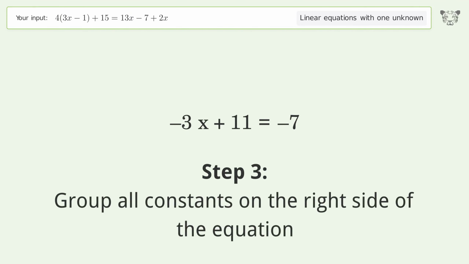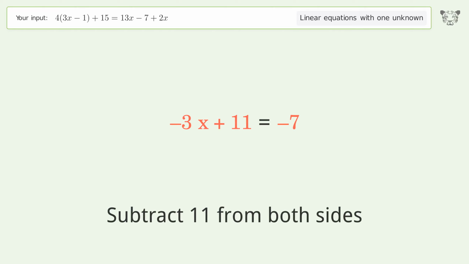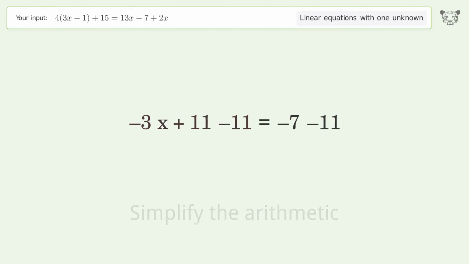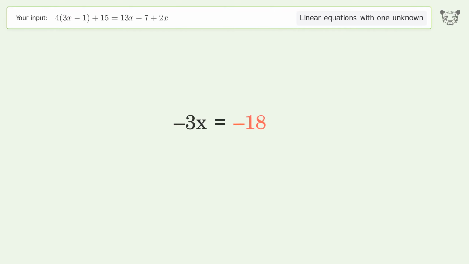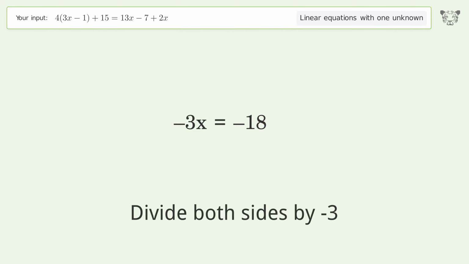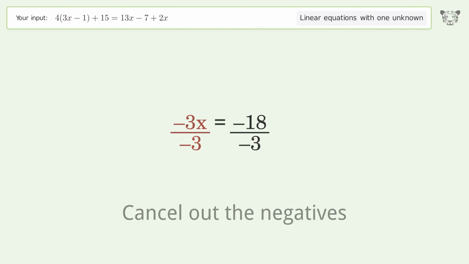Group all constants on the right side of the equation. Subtract 11 from both sides. Simplify the arithmetic. Isolate the x. Divide both sides by -3. Cancel out the negatives.